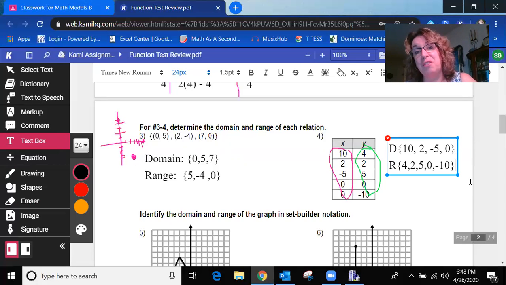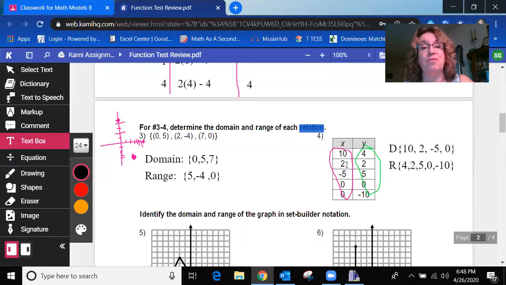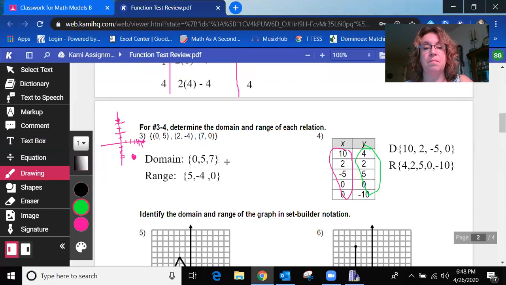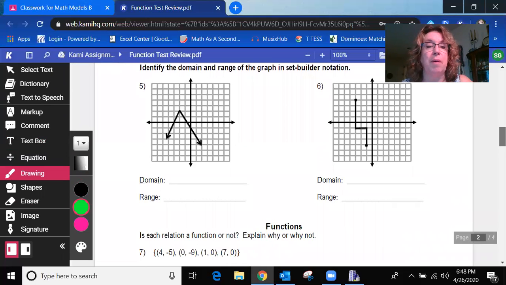Now, while we're at it, is that a function? It says it's a relation. They use the word relation, but is this a function? This one, yes, is a function. But this one is a function, yes, and this one is not a function. It's a relation. It's a set of ordered pairs, but because the 0 repeats in the x's, that's not a function.